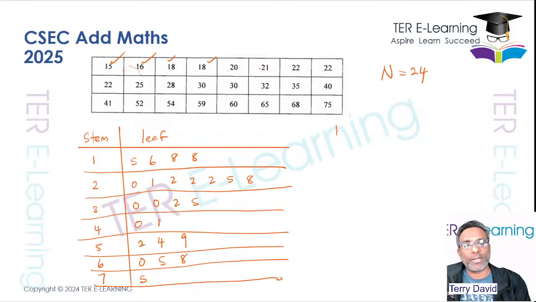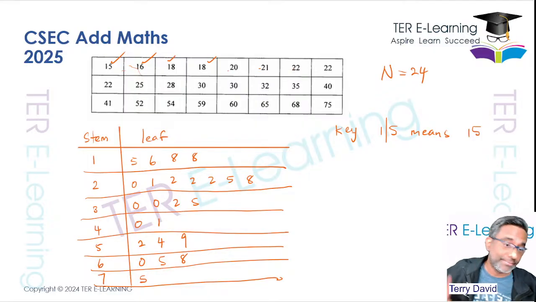But please, when it comes to stem and leaf, remember you have to put a key. So the key in this case, let's put 1|5, and that means 15. So make sure and put that on your diagram. Don't forget the key.